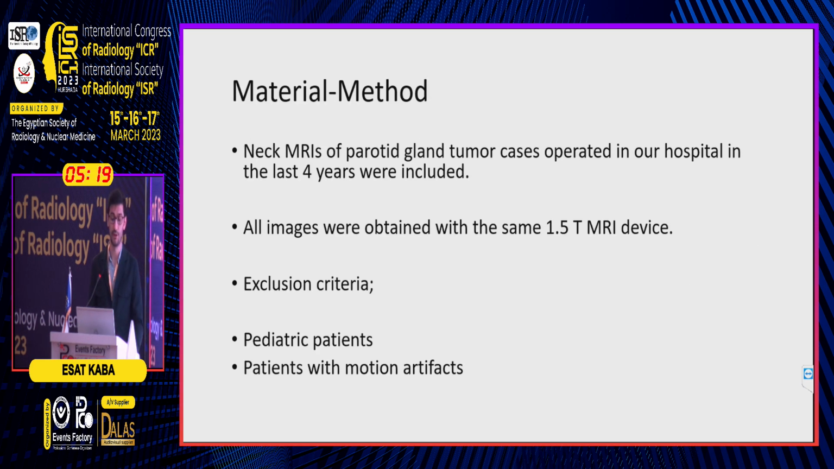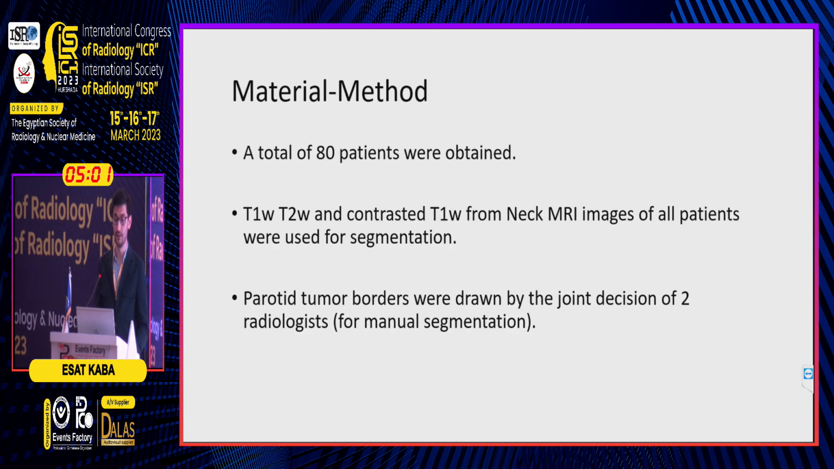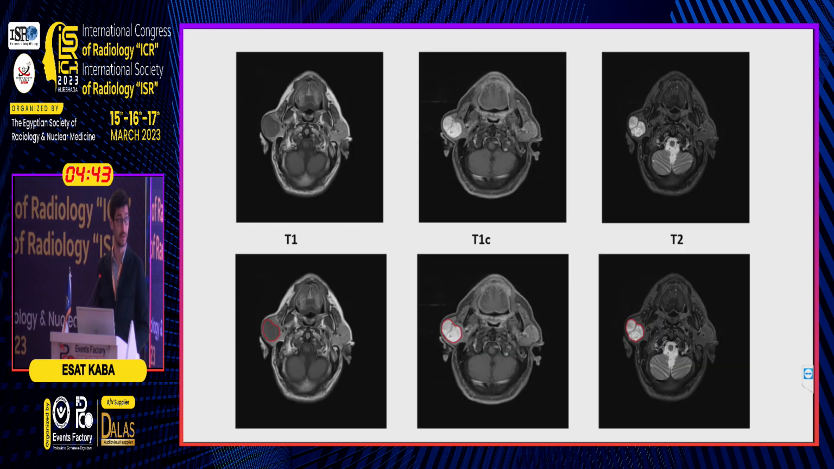Firstly, native MRIs of parotid gland tumor cases operated in our hospital in the last 4 years were included in our study. All images were obtained with the same MRI scanner. And we had only 2 exclusion criteria: pediatric patients and patients with significant motion artifacts. A total of 80 patients were included in our study. T1 sequences, T2 sequences and contrast-enhanced T1 sequences were included in our study for segmentation. And parotid tumor borders were drawn by the joint decision of 2 radiologists for manual segmentation.